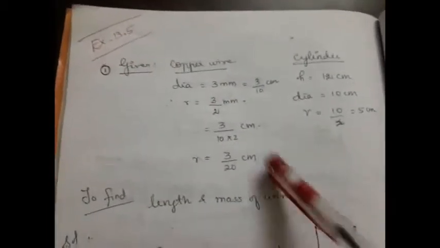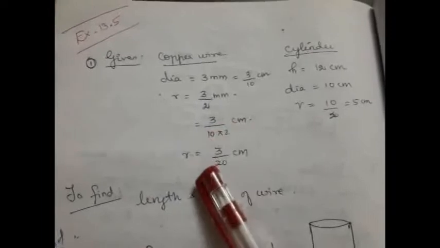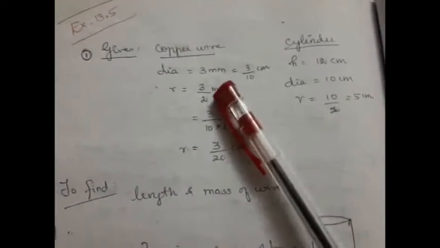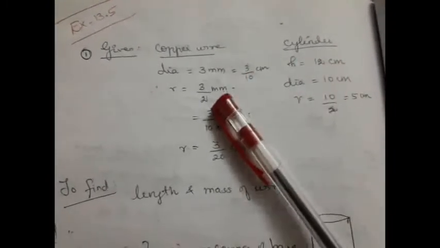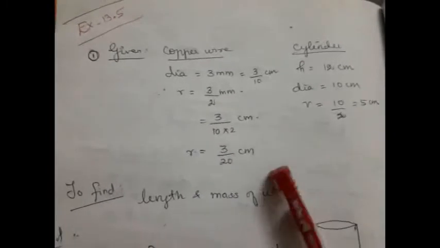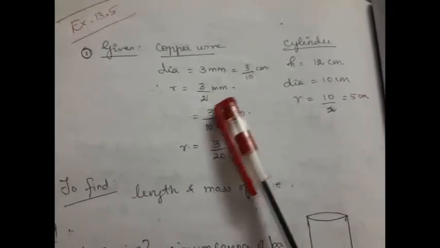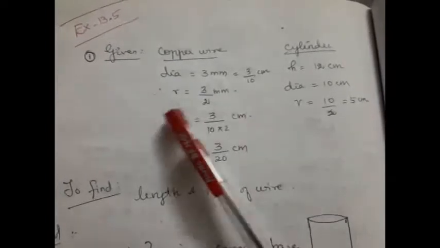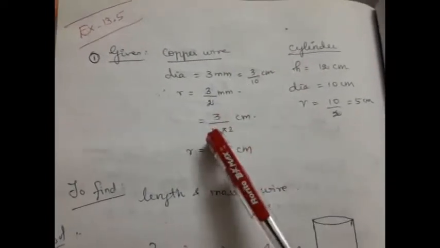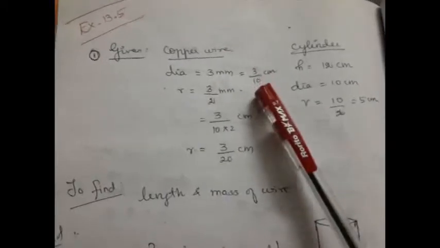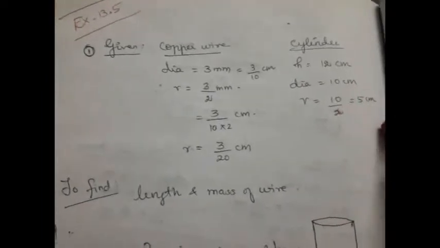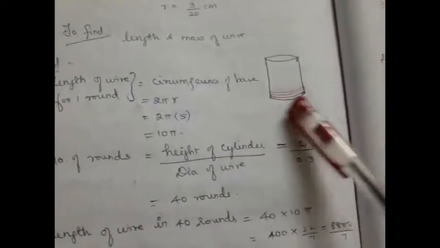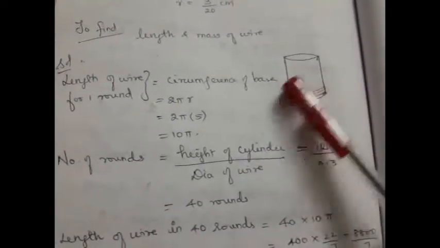For the copper wire, the diameter is 3 millimeter, which is in millimeter, while the other dimensions of the cylinder are in centimeter. So let us convert this also into centimeter. We know 10 millimeter equals 1 centimeter, so it is 3 by 10 centimeter. The radius is 3 by 10 divided by 2, since this is the diameter, so the radius is 3 by 20 centimeter. Now first let us find the length of the wire required to wind the cylinder.